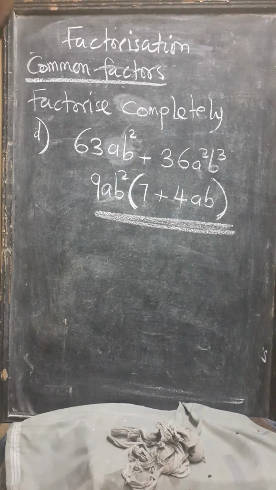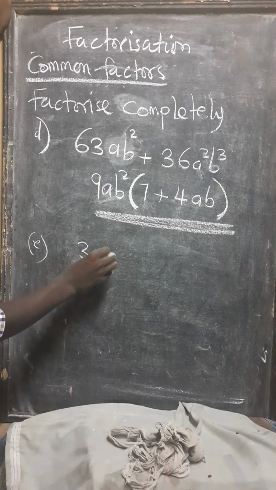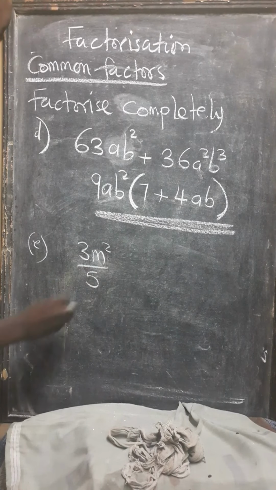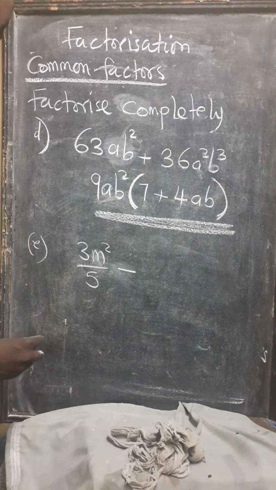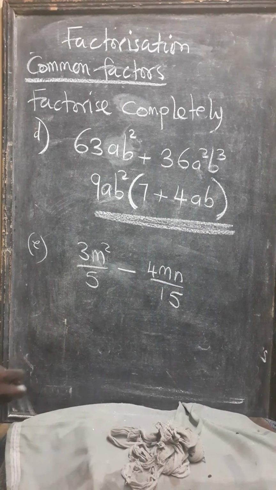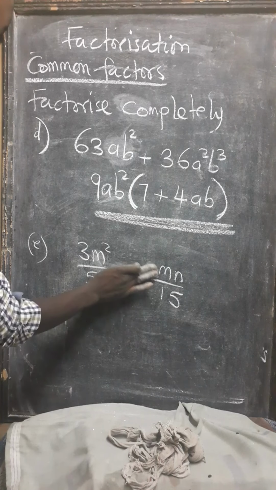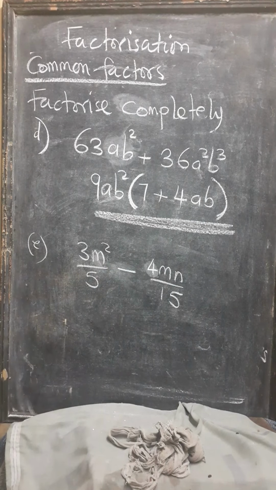we can look at, the concept is just the same. Maybe we say 3m squared over 5, plus, or let's say minus, minus 4mn over 15, right? So what should I say here? What was here? Okay, 4. It's fine. So how do we simplify this one, or how do we factorize this one?